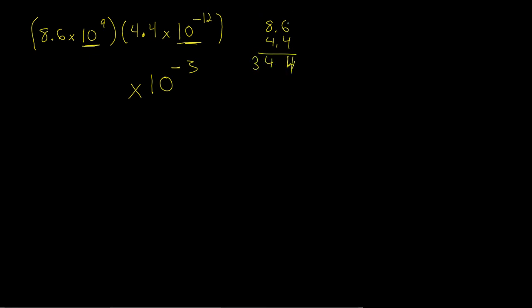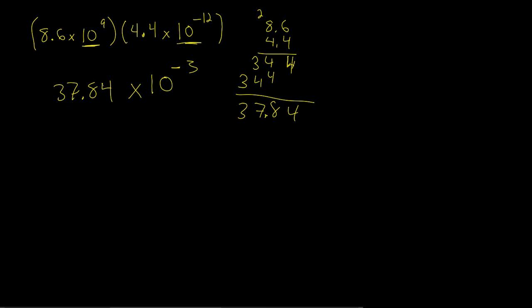4 times 6 is 24. Carry my 2. That's 34. And so I get the same thing over again. Got 2 decimal places. So 37.84 times 10 to the negative 3.